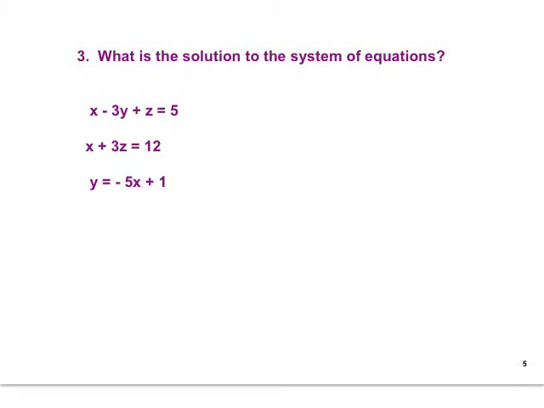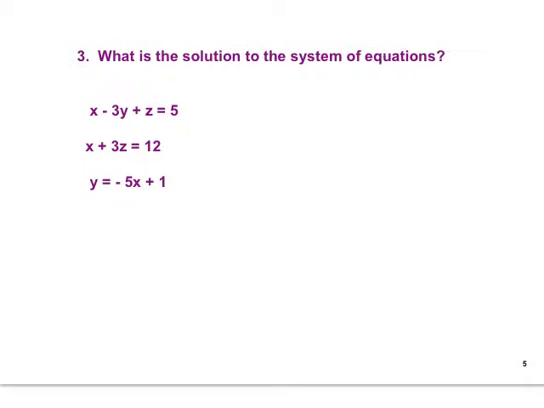Let's take a look at problem 3. It says, what is the solution to the system of equations? And here we're looking at a system where we have variable X, variable Y, and variable Z. Notice that this one is in order, X, Y, Z, equal sign, constant. The second one just has X and Z, then an equal sign and a constant, and the third one looks all messed up. So we're going to start by rewriting this to look better.